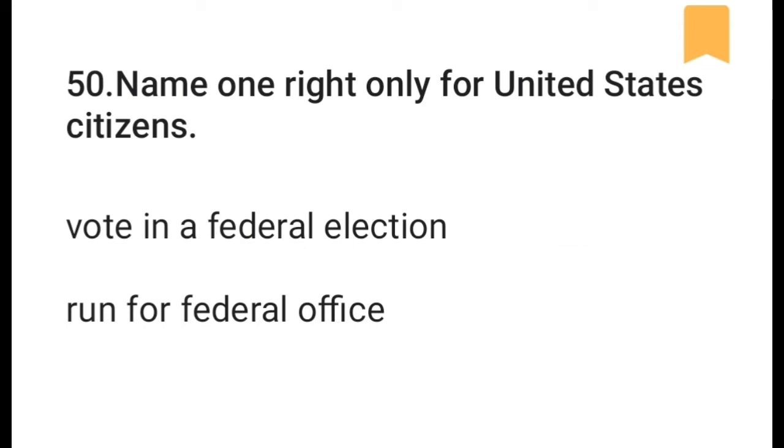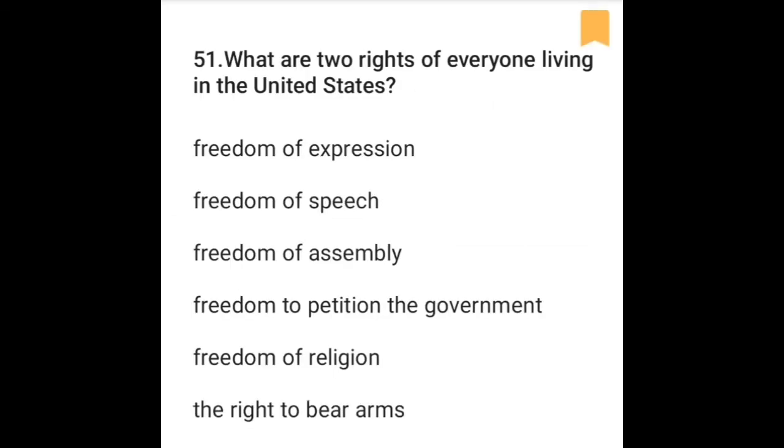Name one right only for United States citizens. Vote in a federal election. Run for federal office. What are 2 rights of everyone living in the United States? Freedom of expression. Freedom of speech. Freedom of assembly. Freedom to petition the government. Freedom of religion. The right to bear arms.